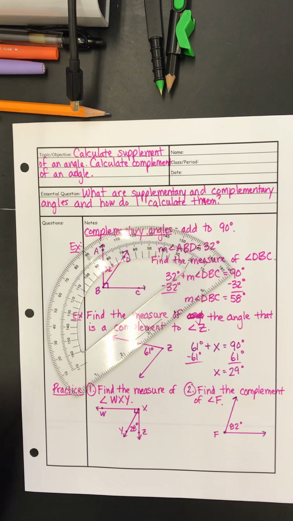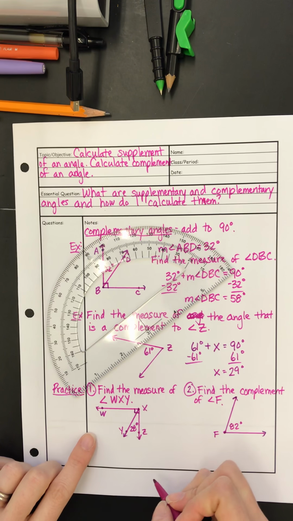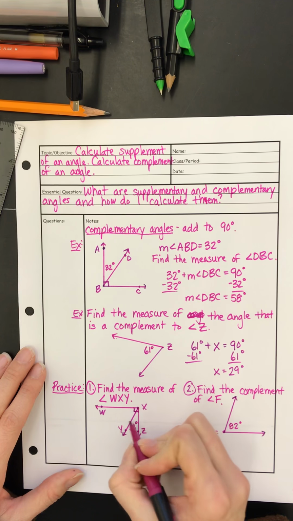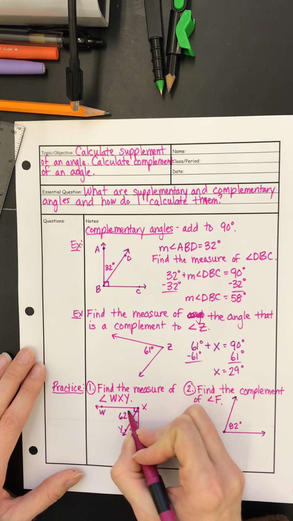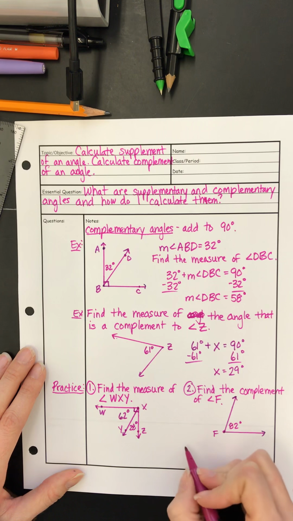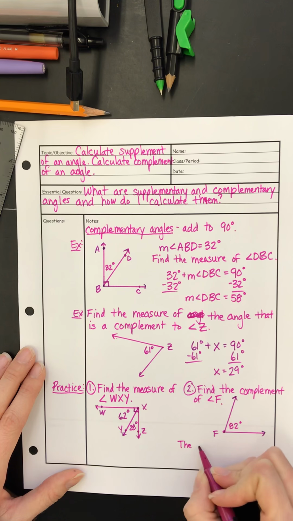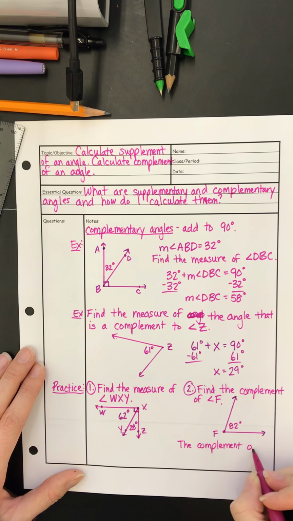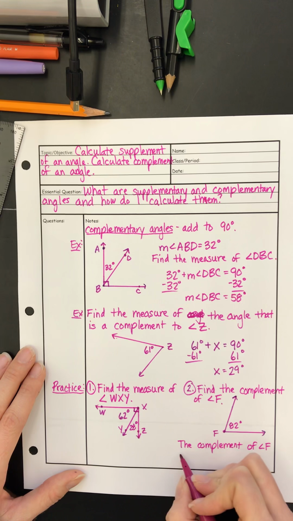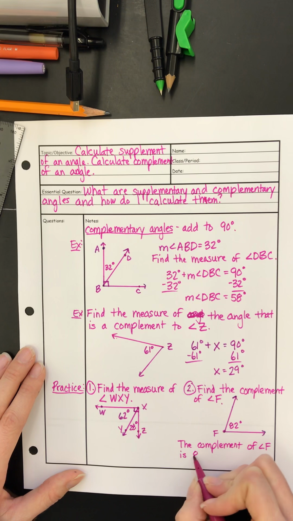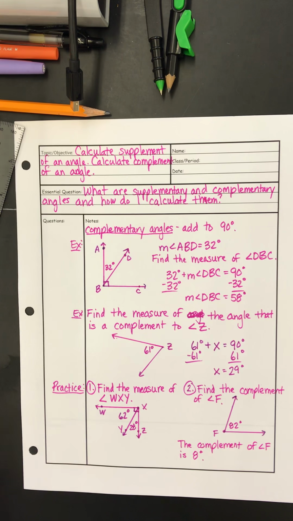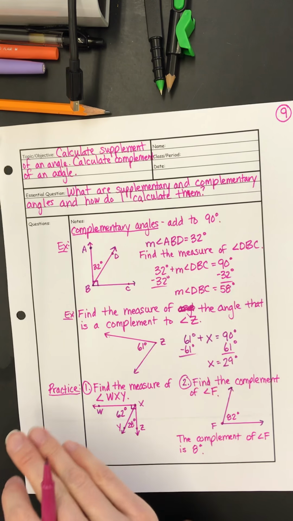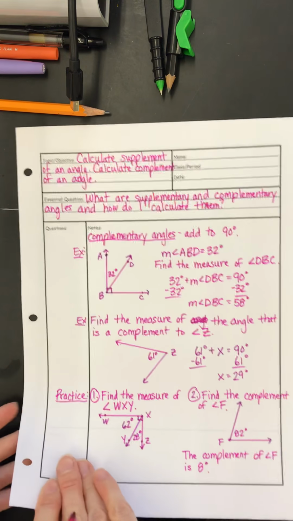Okay, hopefully you had a chance to try that out. Using the methods above in our notes, you should see that this is 62 degrees, and the complement of angle F is 8 degrees. You'll see that these add up to 90 and these add up to 90. Let's go ahead and turn over our note sheet.